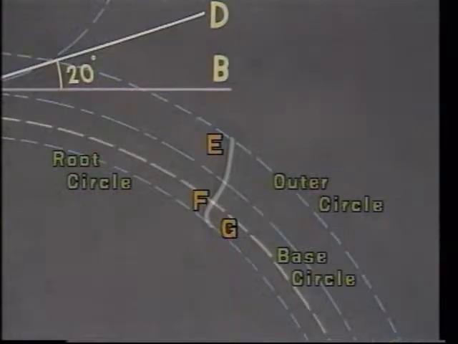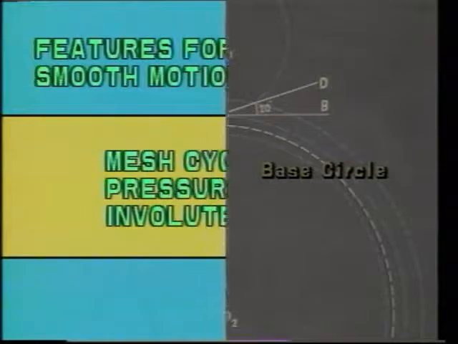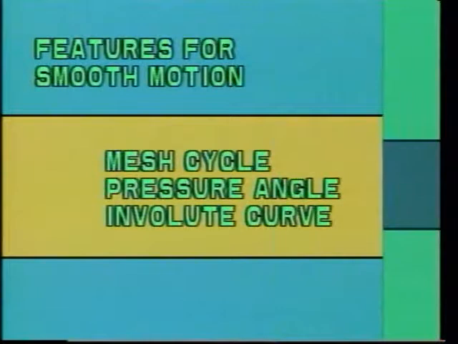The involute curve of the tooth varies corresponding with the diameter of the base circle of the gear. Mesh cycle causes continuous engagement. Pressure angle determines the minimum number of teeth. Involute curve facilitates smooth sliding and rolling. Spur gears are produced by different methods.